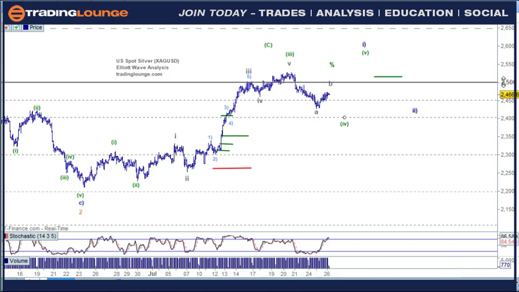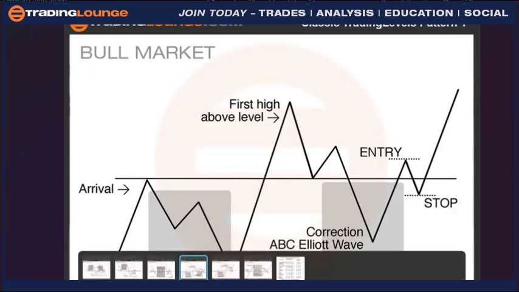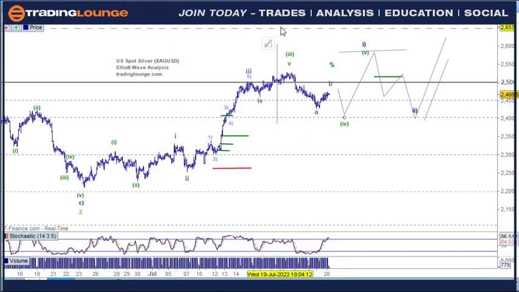Anyway, it's all about this number here, the $25 mark. What we want to see is more price action over here. So we could get this, and we could get this, and then we could get this here, and then move up from this point. This is the arrival here. This is the first high above the level, and this will be the correction. And this is where we need to build in over here. It's basically this pattern here. At the moment we're just here. We need to be here or here. So anyway, it is what it is.